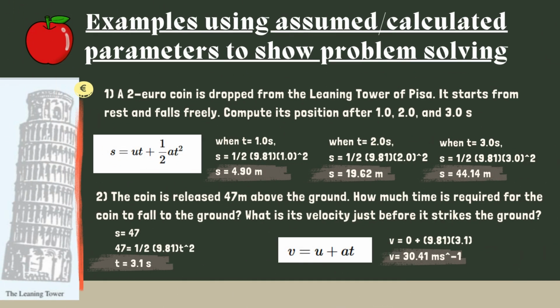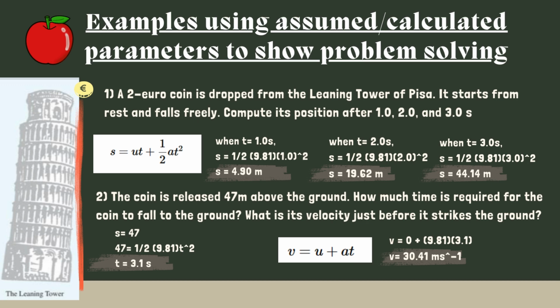Next, these are the questions that are related to our case study in real-world physical situations. Number 1, a 2 euro coin is dropped from the Leaning Tower of Pisa. It starts from rest and falls freely. Compute its position after 1, 2, and 3 seconds. It already states that it starts from rest, so u must be 0. And then, we have to substitute the time taken into the formula and the given answer shows it is height.